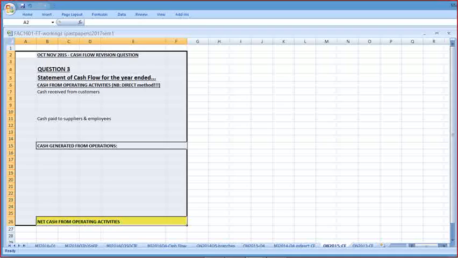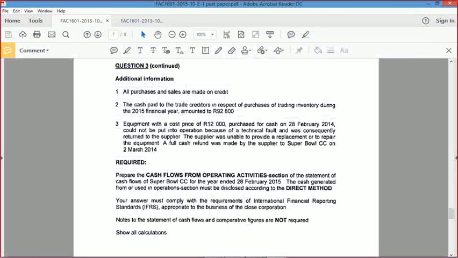Okay, so now we go to the question. Where do we start? We start at the additional information. We've looked at the required. So after looking at the required, we go here and we look at line number 1. All purchases and sales are made on credit. Is that important? Yes, it is. But it's credit, and we're thinking about how bank could be affected.